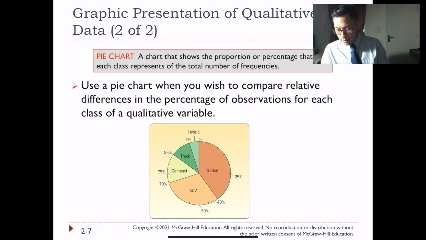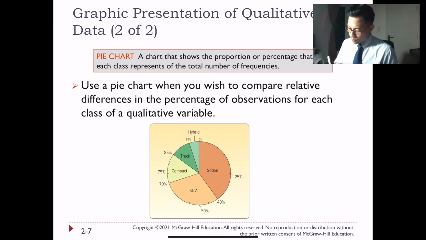Another way of presenting qualitative data is through a pie chart. This is a chart that shows the proportion or percentage that each class represents of the total number of frequencies. You can use a pie chart when you wish to compare relative differences in percentage of observations for each class of a qualitative variable. In this case, we have types of car: the sedan, the SUV, compact truck, and hybrid.